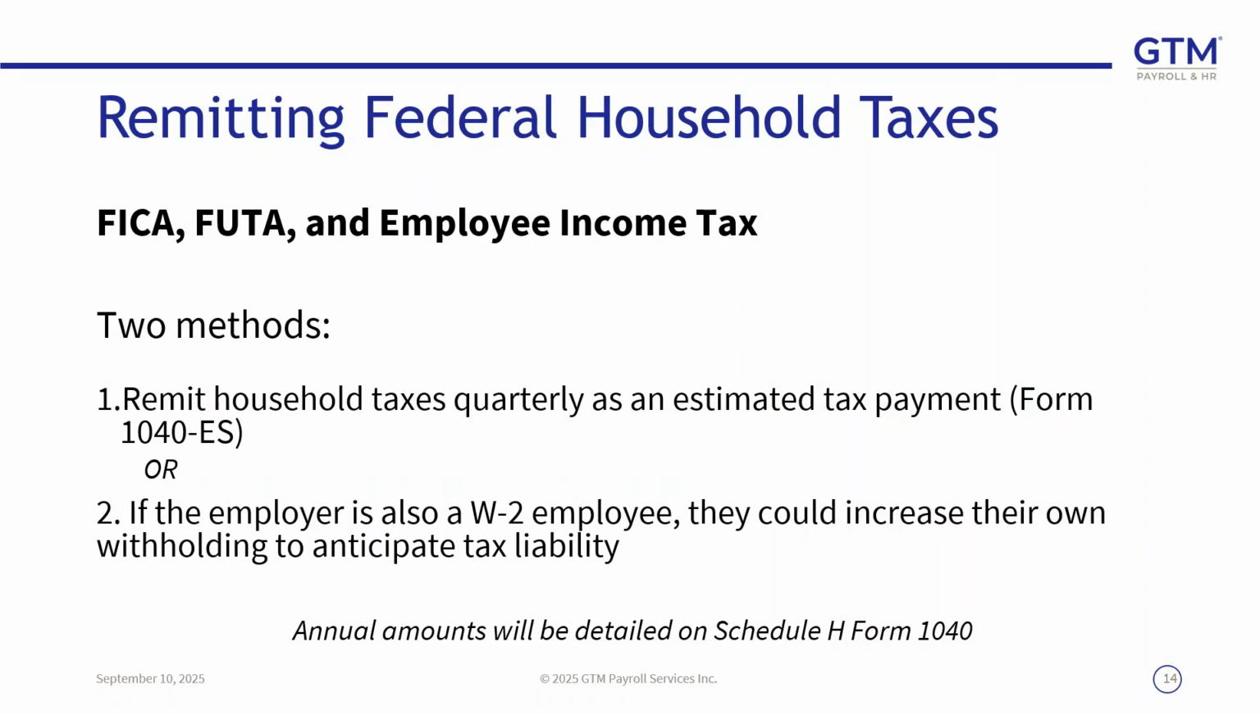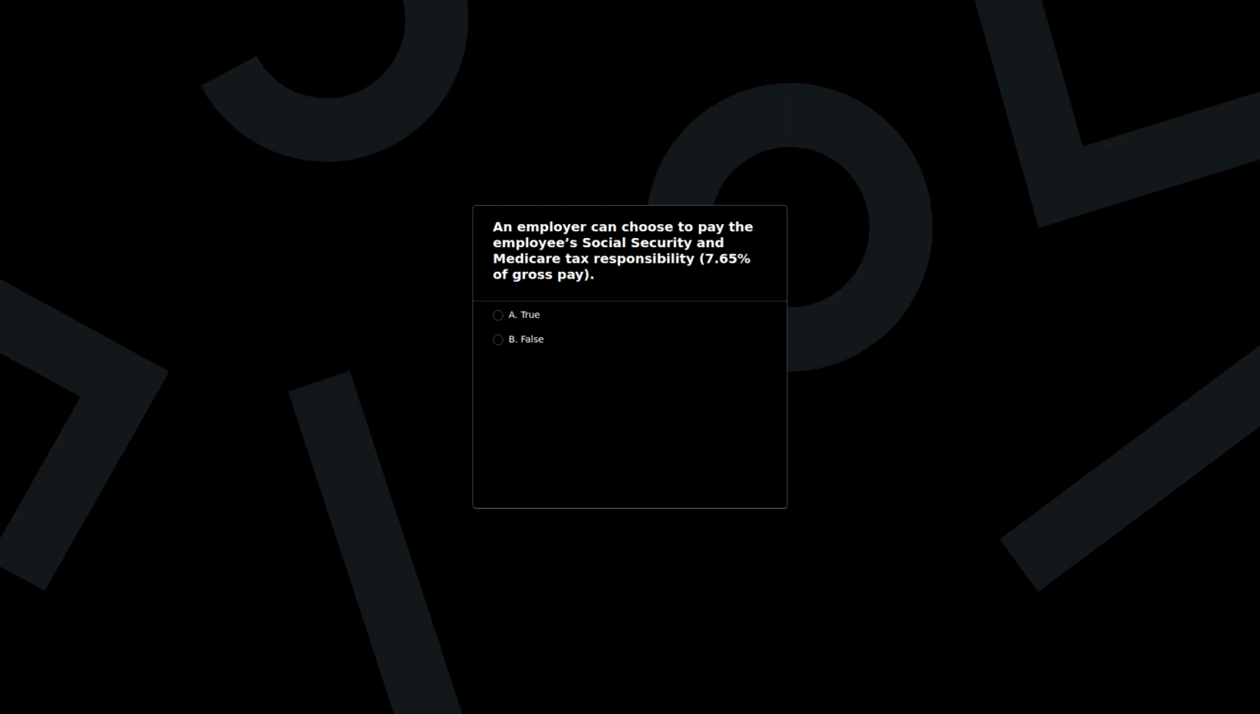And with that, I will turn it to you, Trevor, for our second poll question. Okay, thanks, Mike. Our second poll question is on everyone's screen. True-false question here. An employer can choose to pay the employee Social Security and Medicare tax responsibility. Just answer right there on your screen.